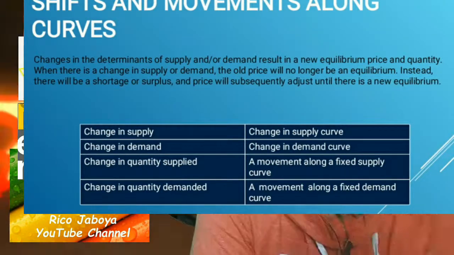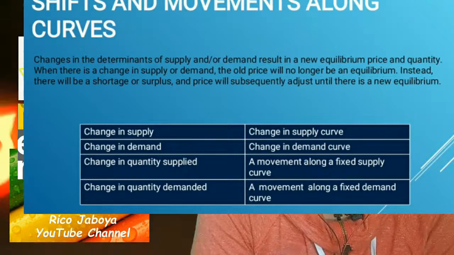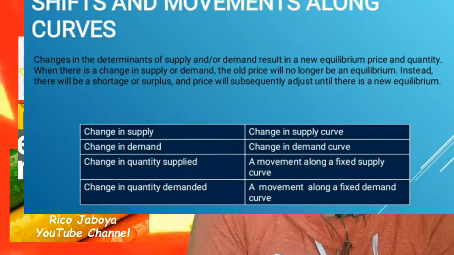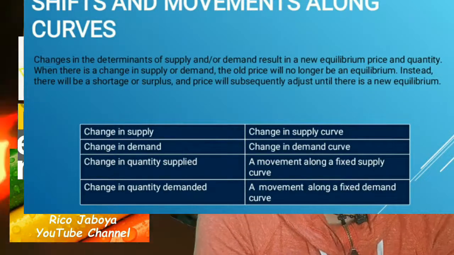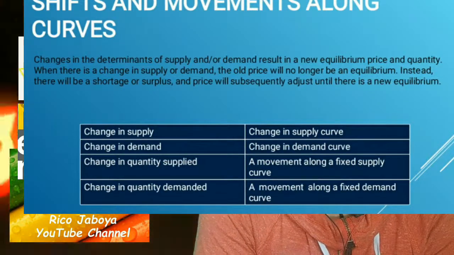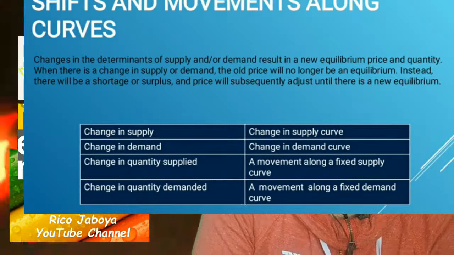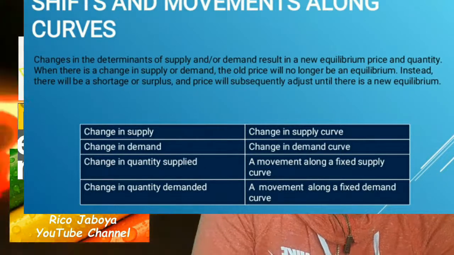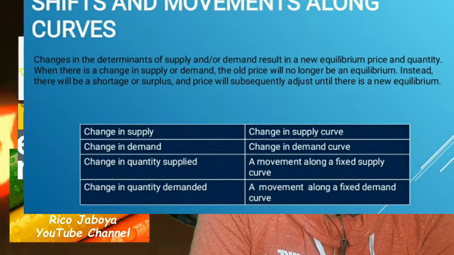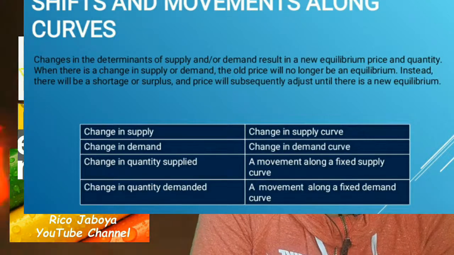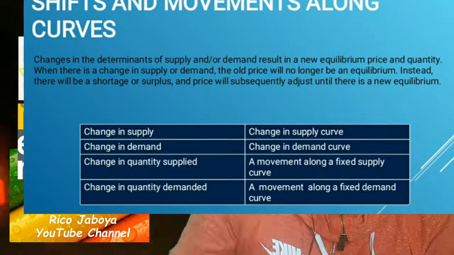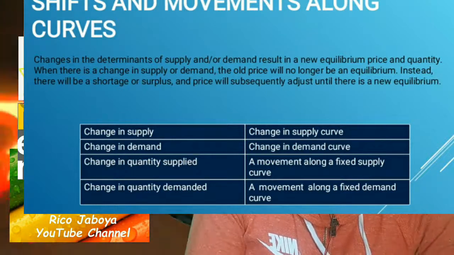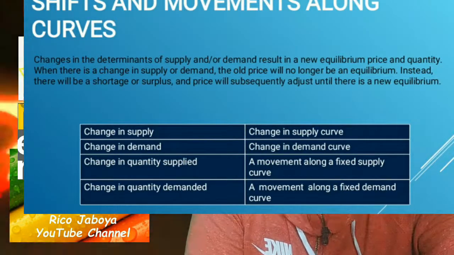The change in what we call quantity demanded is a movement along a fixed demand curve. So yan po ay movement lang sa loob ng demand curve. Yan ang tinatawag nating movement. Pero pag shift, we're talking about the non-price determinants which will change the supply and demand curve and move it to the right or to the left. Alright? So that's the difference between the curves and the movements, all right?